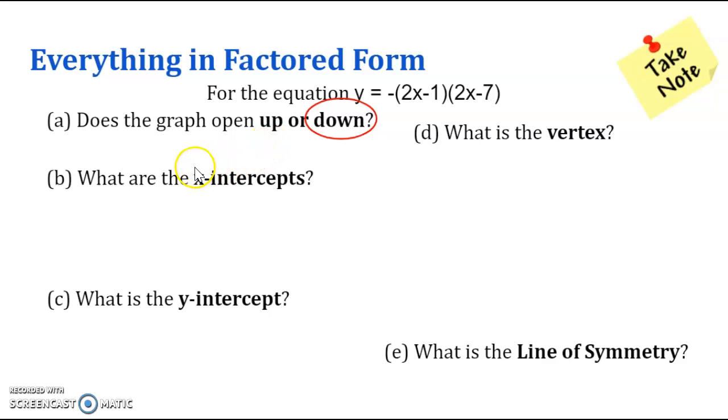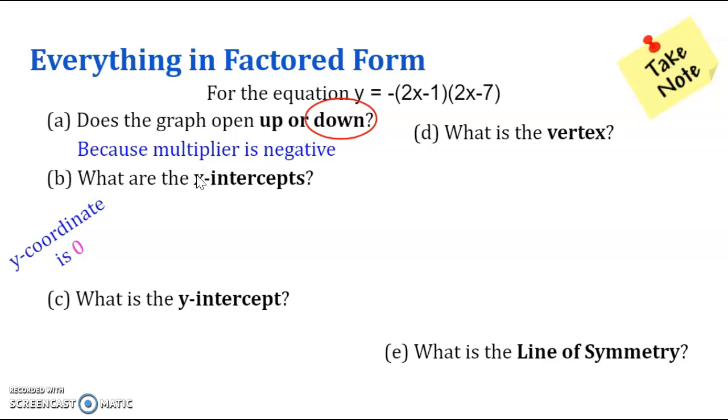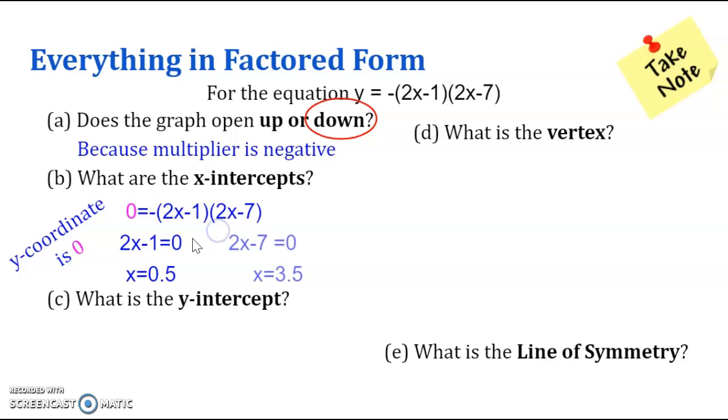What are the x-intercepts? How do we figure out the x-intercepts? We know that the y-coordinate is always going to be 0, so we set the y value of the equation to be 0, and then we separate the two branches of the factors. 2x minus 1 is equal to 0, 2x minus 7 is equal to 0. We're using the zero product property, and then you're figuring out what is the value of x that makes each equation true, and so it's 0.5 and 3.5.